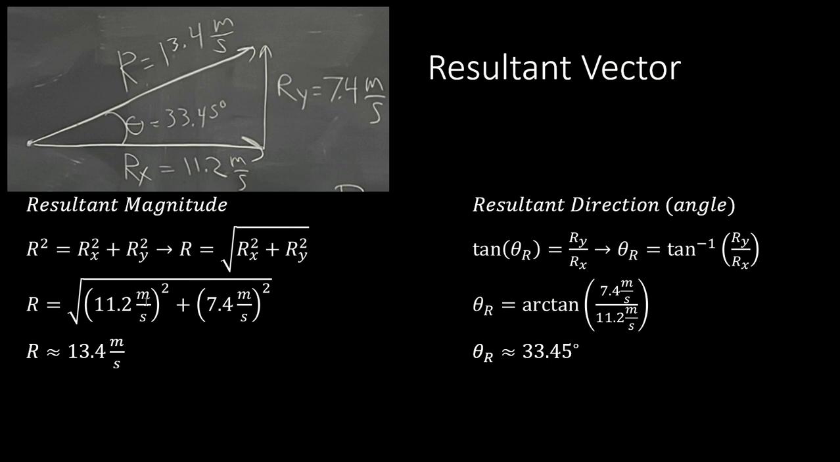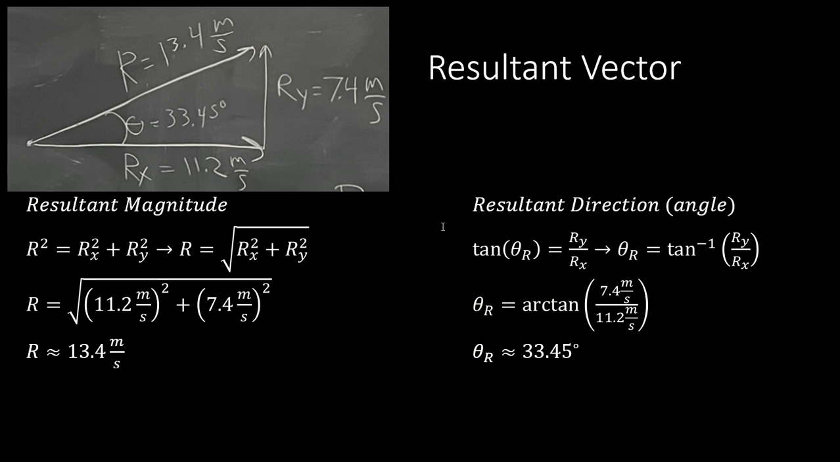Just make sure, in case either of these were negative, just make sure they're in parentheses before you square it. So 11.2 meters per second squared plus parentheses 7.4 meters per second squared, and then take the square root of all of that, is approximately 13.4 meters per second.